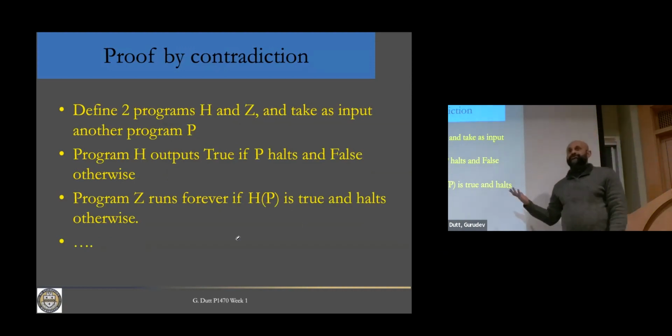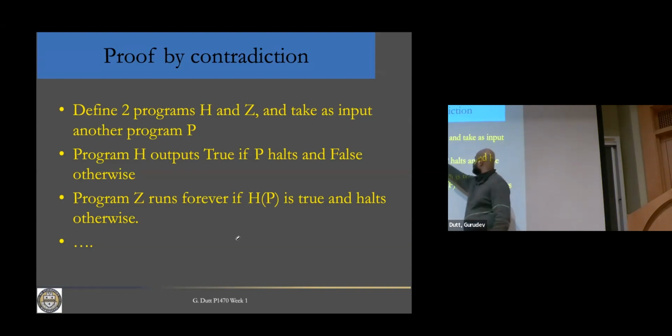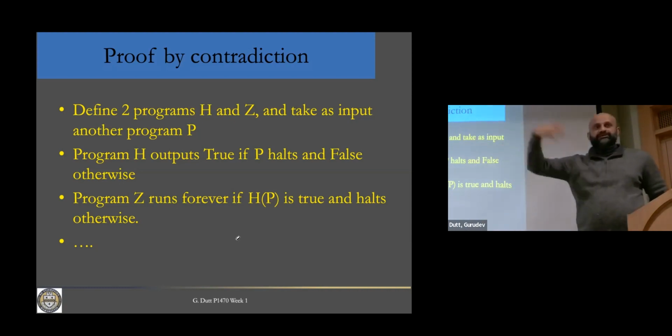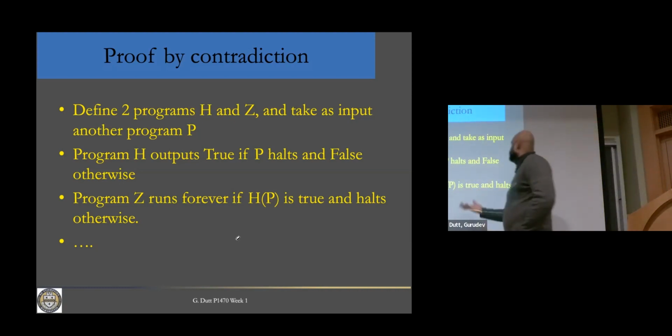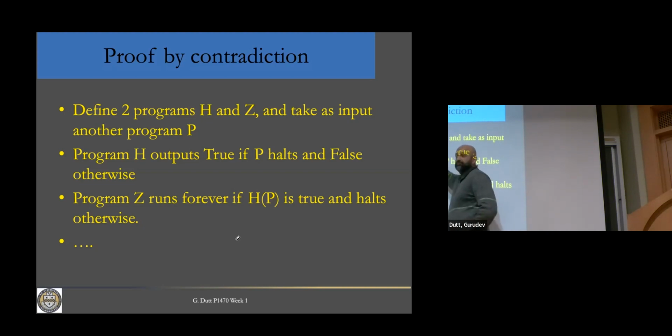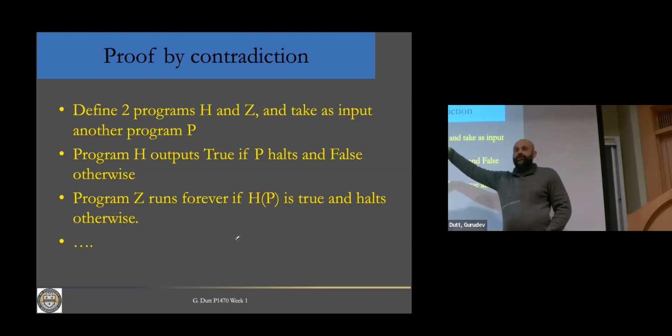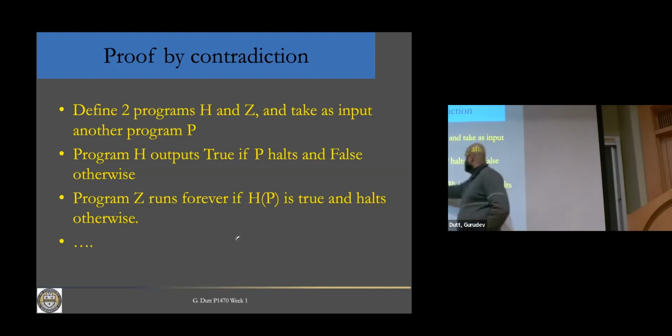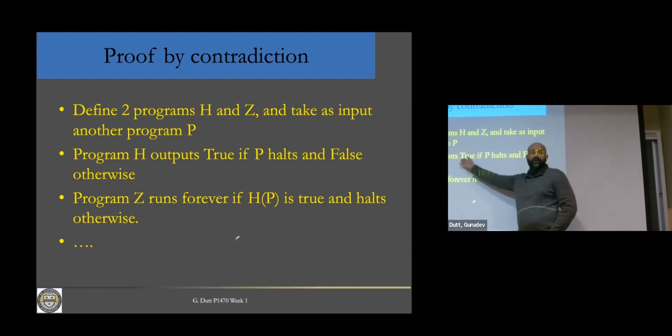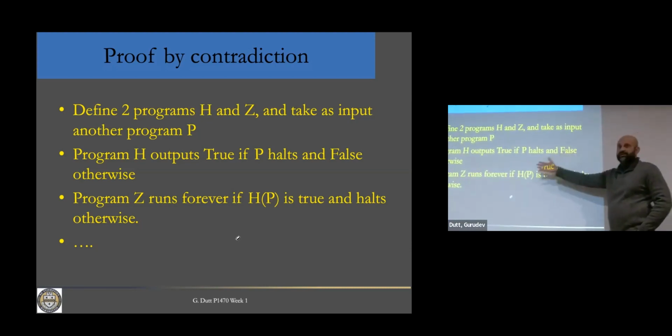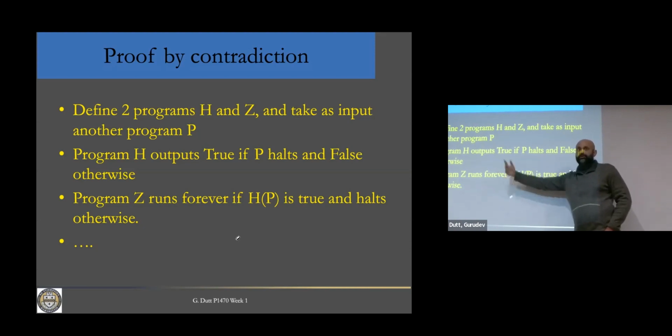So the proof is by contradiction. There are two programs, one called H and one called Z. They both take as an input another program P. As we said, programs can be thought of as some number. So you think of it as a function that computes some output, and that can then be computed on a Turing machine. Program H is the one we are looking for. It says if P halts, it will return true, and false if it runs forever, if it does not halt.